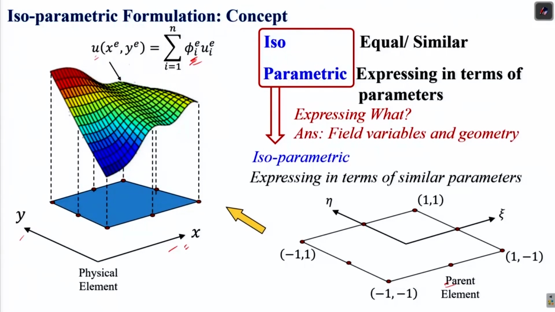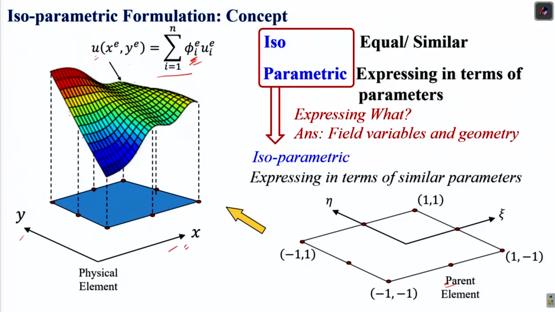Field variables, we already know that field variables over an element are represented like this. u is the field variable. It could be temperature, it could be displacement, or it could be any other degrees of freedom depending on the context in which we are using this element, but we know how to approximate field variables. Now the idea of the isoparametric element is that the same approximation you are using for the field variable can be used for the geometry.